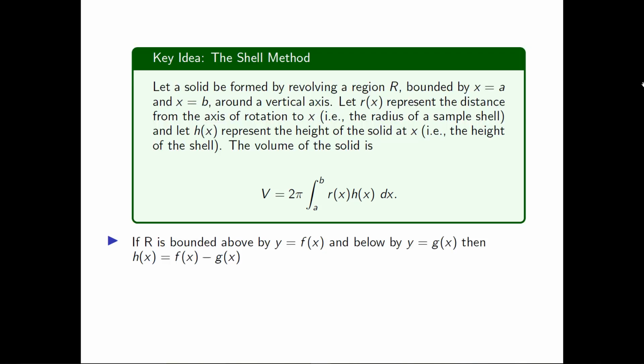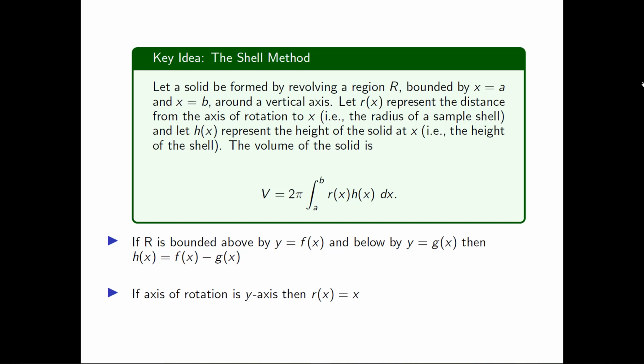A couple of notes on that. If the region is bounded above by f of x and below by g of x, then that h of x is f of x minus g of x. And if the axis of rotation is the y-axis, then the r of x is simply x. We're rotating around the y-axis, so the distance away, the radius we're going to get, is simply x. Now we can have a different vertical axis, and we'll see how that changes as we go along.